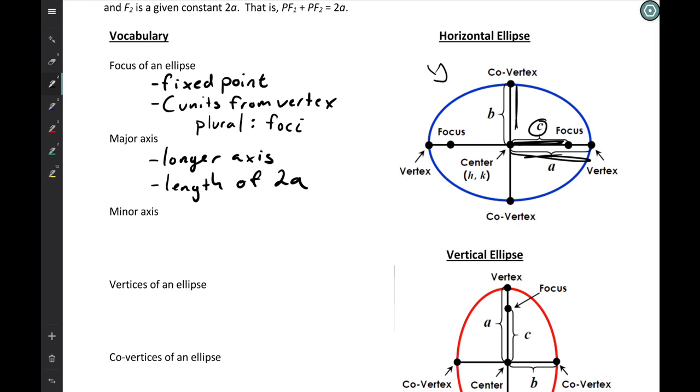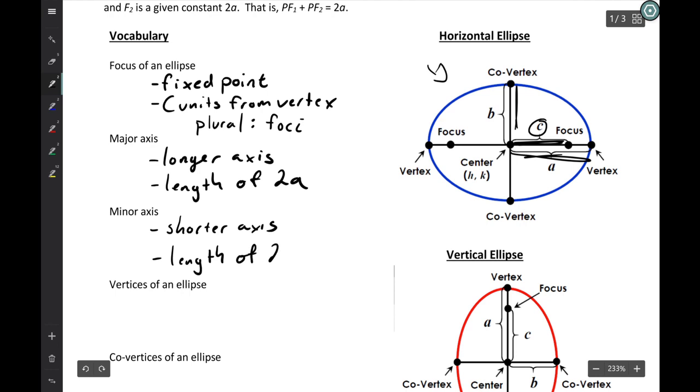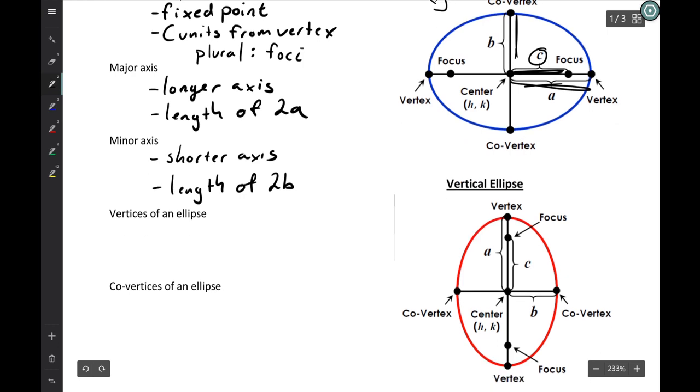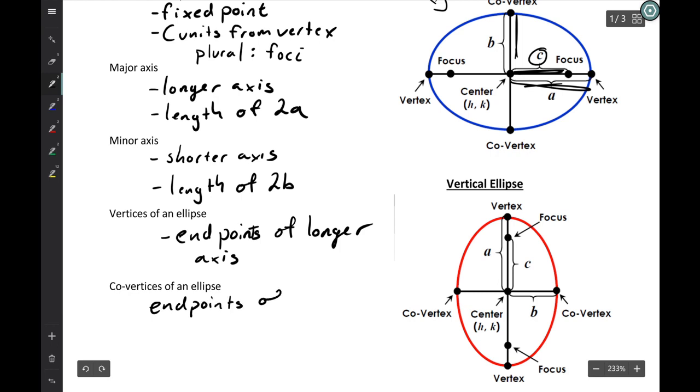And we also have the minor axis. This is the shorter axis, and it has a length of 2b. And then my vertices are the endpoints of the longer axis. And the covertices are the endpoints of the shorter axis.